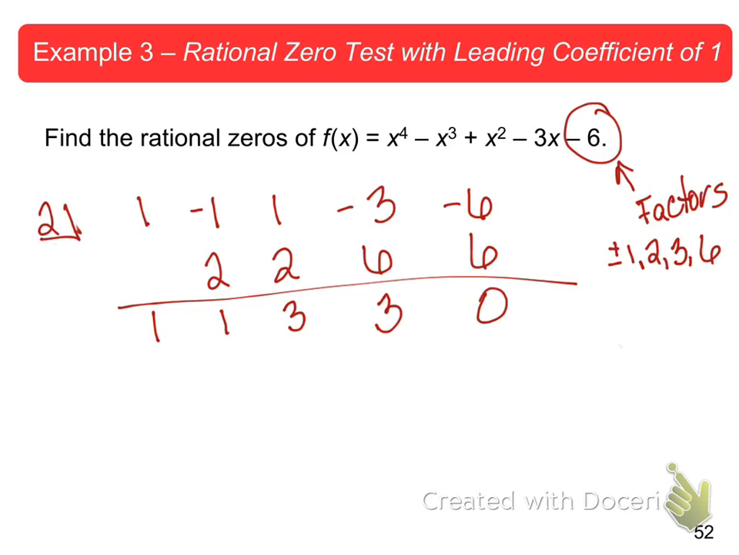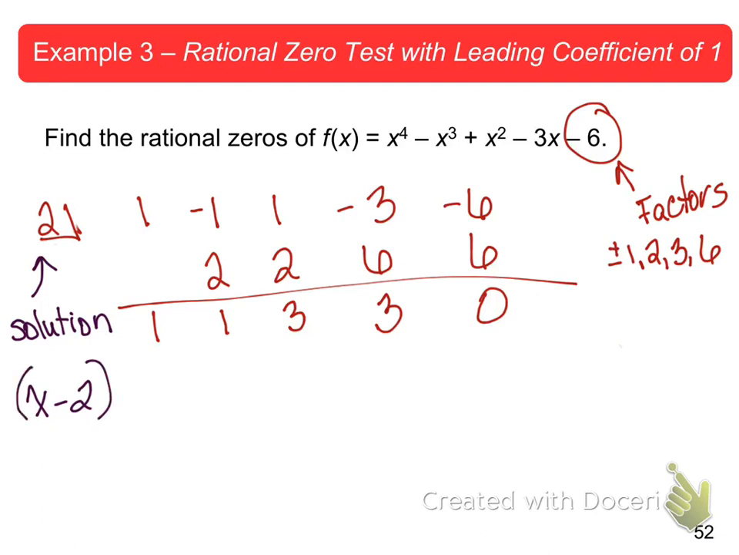So this tells me this is a solution. Okay? So if positive 2 is a solution, what is my factor? I heard it. X minus 2. Good. So 2 is my solution. X minus 2 is my factor.